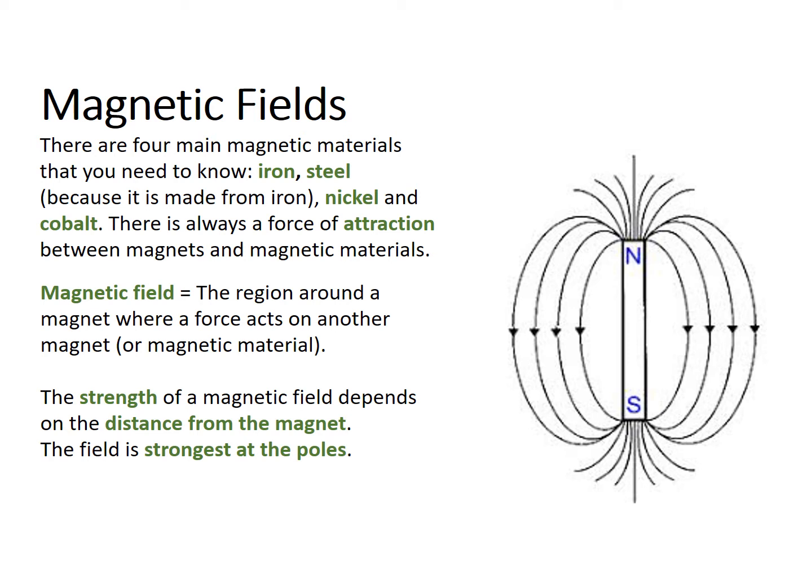Okay, as it says here, there are four main magnetic materials or magnetic metals. They are iron or steel, same kind of material really, nickel and cobalt, and they're the only things that are known as magnetic and can become magnetic. As it says there, the strength of the magnetic field depends on the distance from the magnet and the material that it's made from, and it's always strongest at the poles.